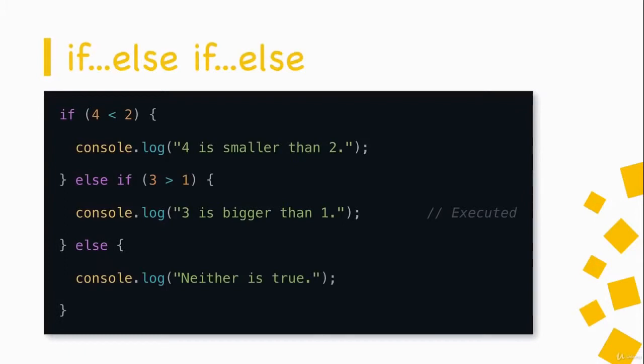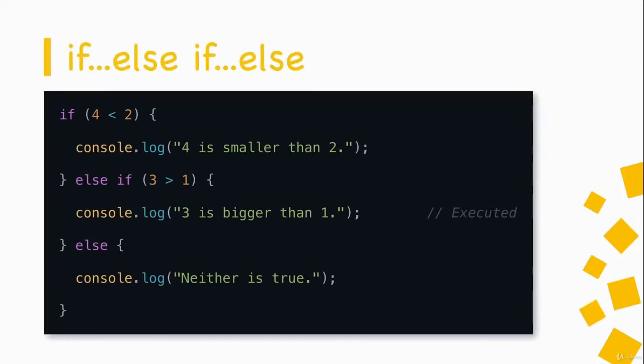So how does this work? In this case, we're defining two different conditions and finally an else block to do something if neither of them are true. So the code starts executing from top to bottom. At first, JavaScript encounters the if statement, and then it executes the conditional. 4 is less than 2. And as we all know, 4 is not less than 2. 4 is greater than 2. That's why this condition returns false. And thus the code inside the if block is not executed.